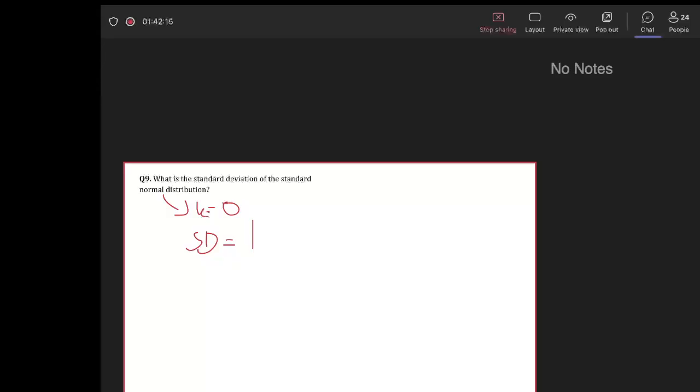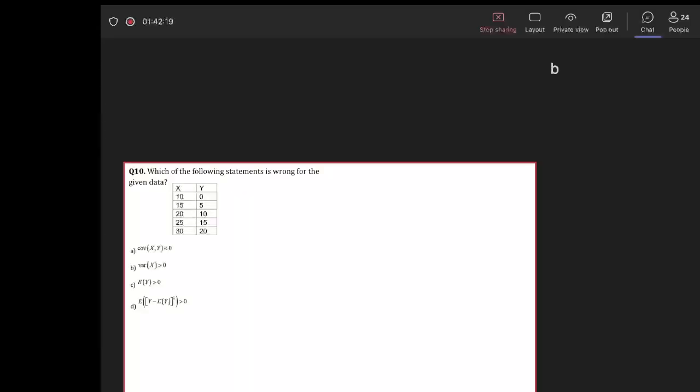Okay, so now let's go to the last question of today's session. So they have given data for x and y, and there are different options about variance and covariance, which you have to choose from. You can take a few minutes to solve it and type the answer in the chat box, then we can discuss it.